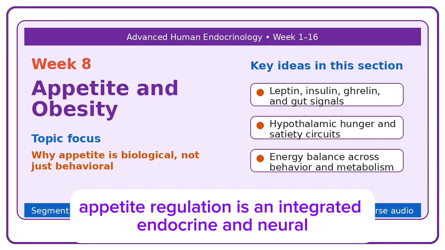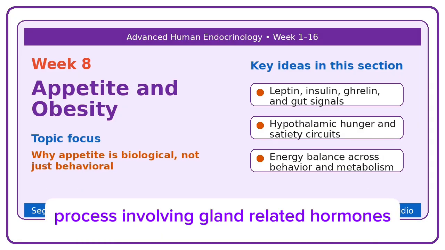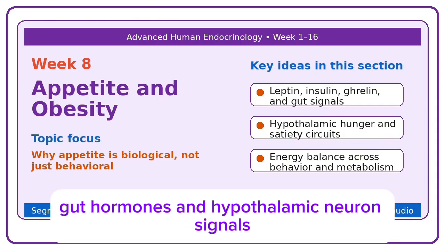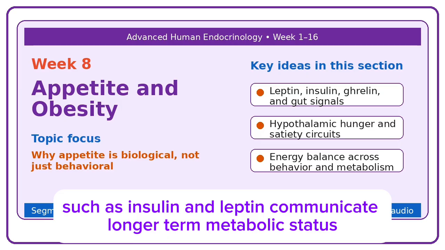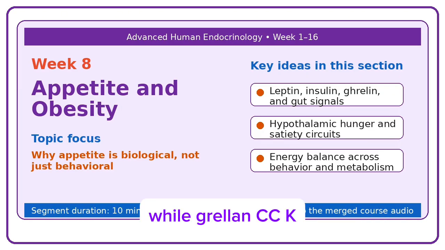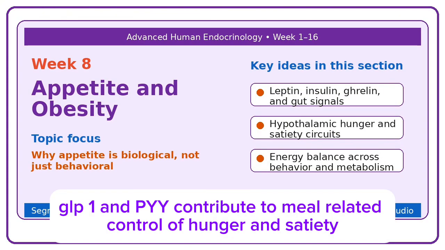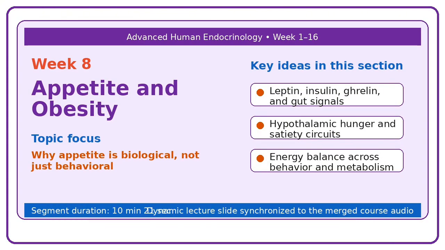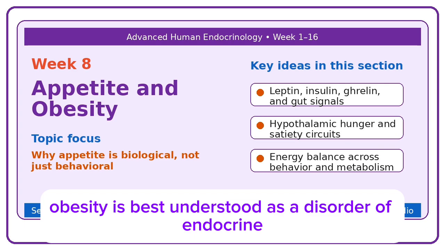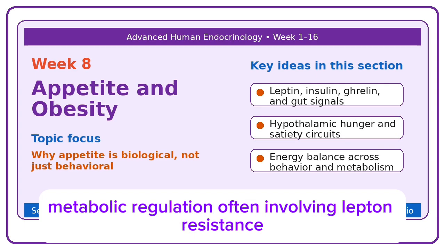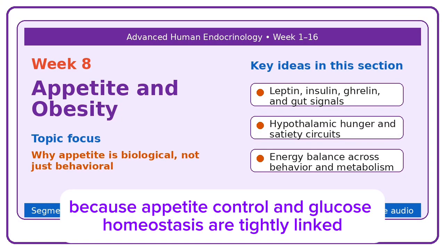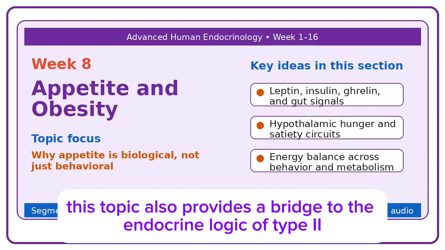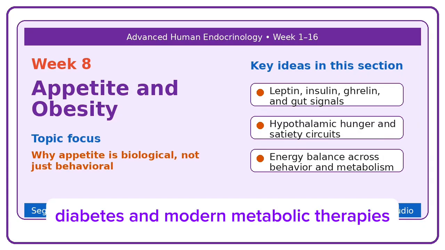Section summary. Appetite regulation is an integrated endocrine and neural process involving gland-related hormones, gut hormones, and hypothalamic neuron signals. Signals such as insulin and leptin communicate longer-term metabolic status, while ghrelin, CCK, GLP-1, and PYY contribute to meal-related control of hunger and satiety. Obesity is best understood as a disorder of endocrine metabolic regulation, often involving leptin resistance, insulin resistance, and altered gut-brain communication. Because appetite control and glucose homeostasis are tightly linked, this topic also provides a bridge to the endocrine logic of type 2 diabetes and modern metabolic therapies.